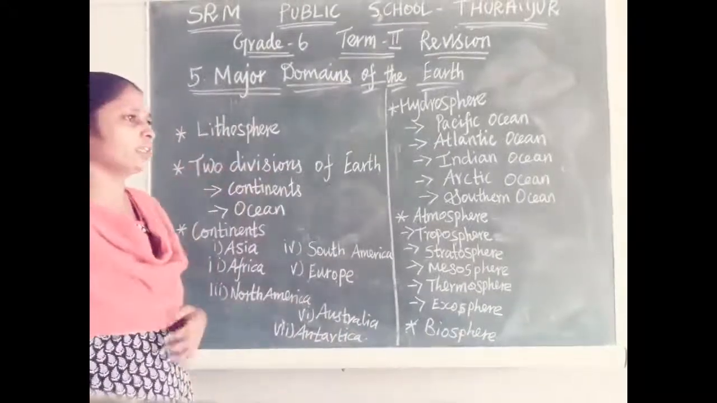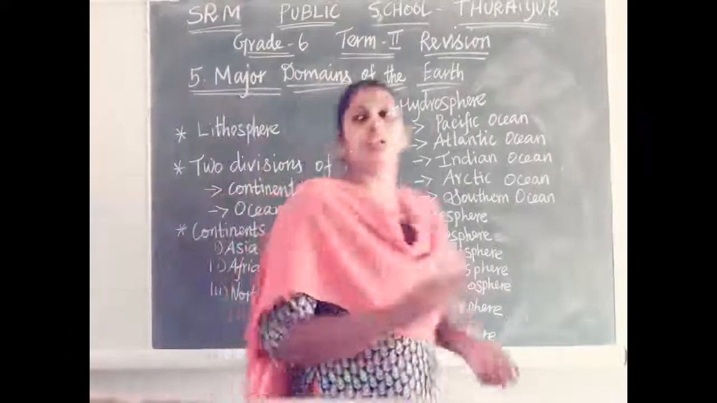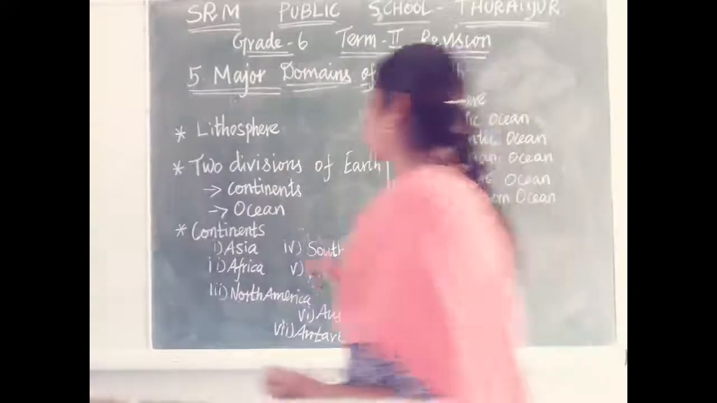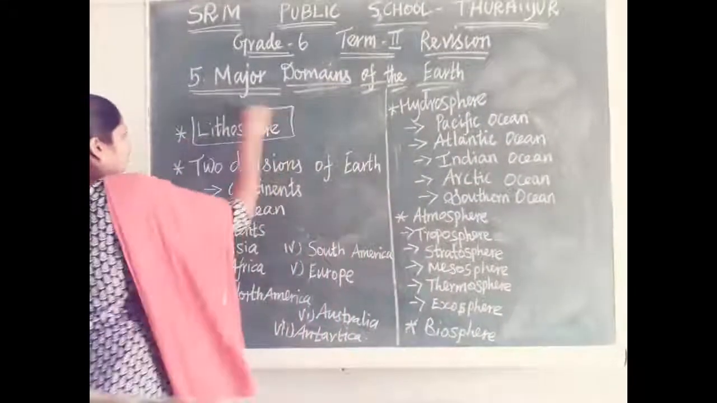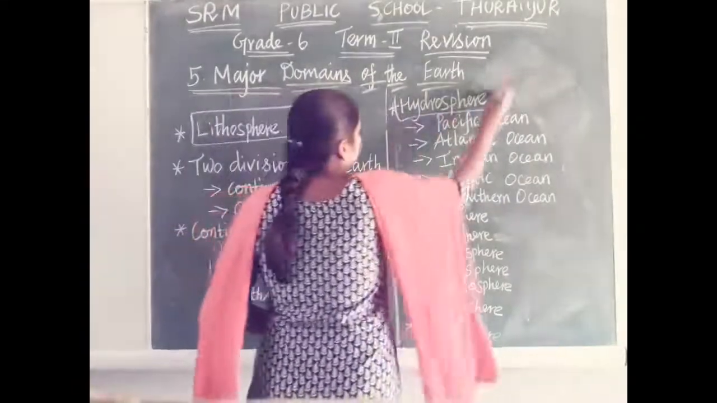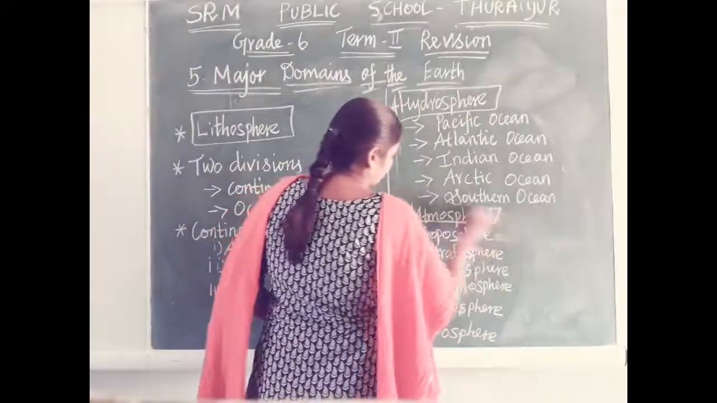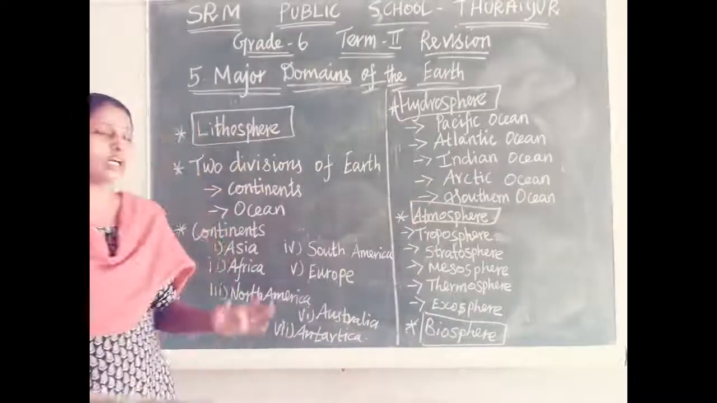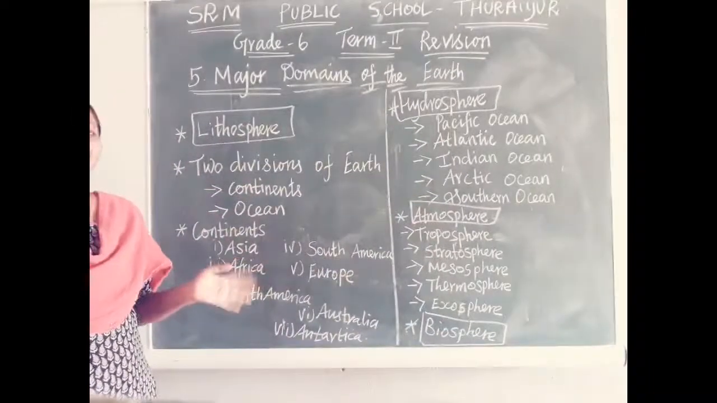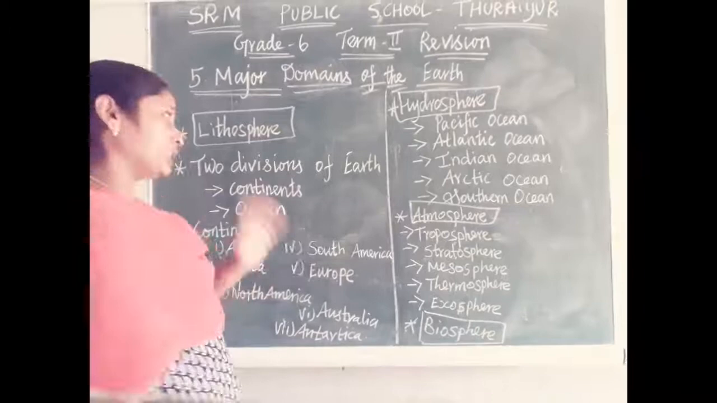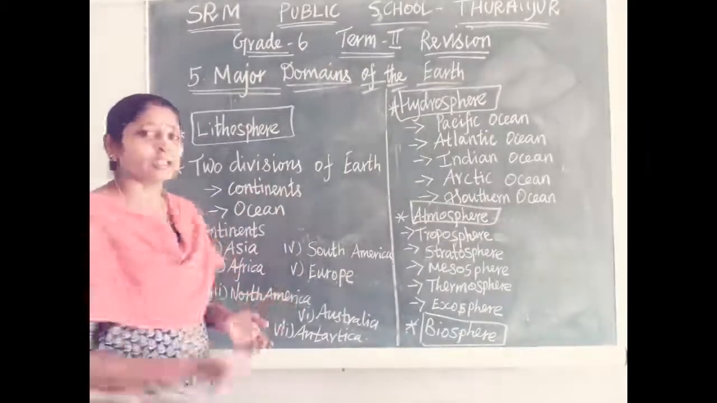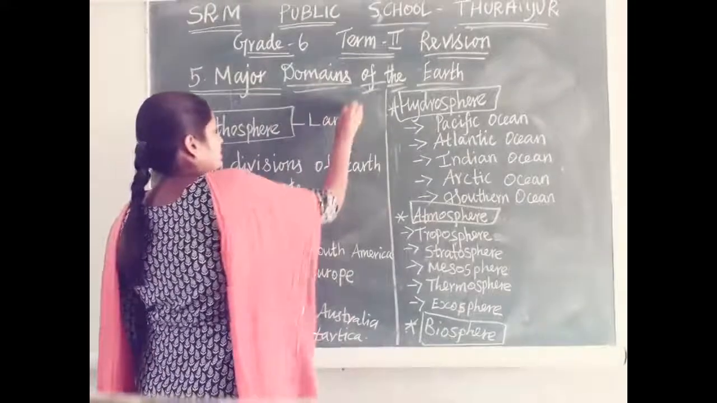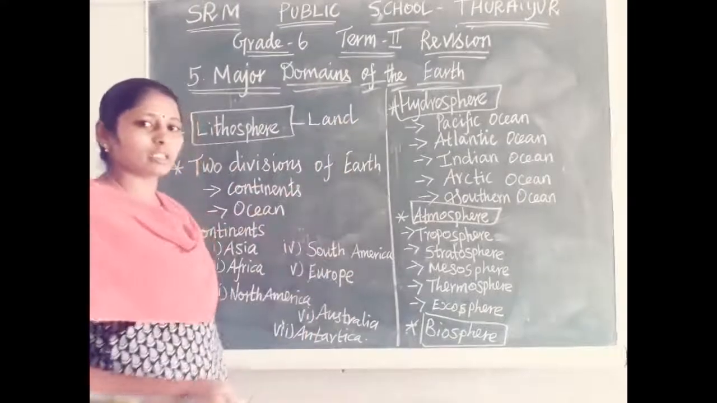In this lesson we are going to discuss lithosphere, hydrosphere, atmosphere and biosphere. So these 4 topics we are mainly going to revise. First is lithosphere. So what is lithosphere? Lithosphere is also called land. Only the land is called lithosphere.